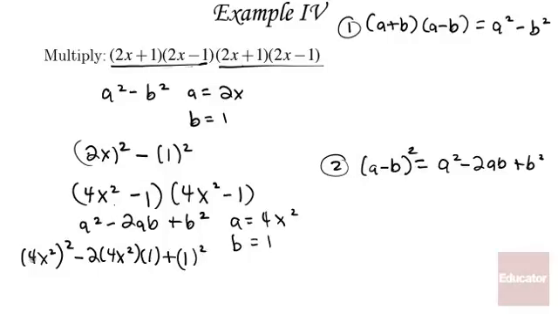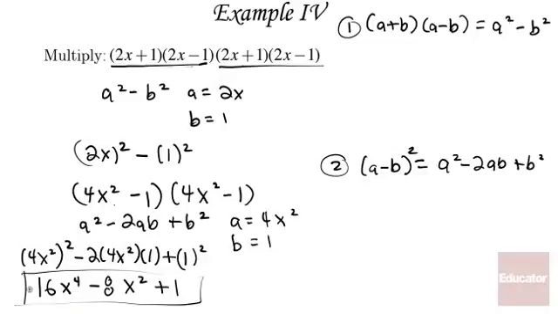Simplifying this. 4 squared is 16. X squared, it's the second power. It's 2 times 2. That's x to the 4th. Negative 2 times 4 is 8, times 1. It's just negative 8x squared. 1 squared is 1.